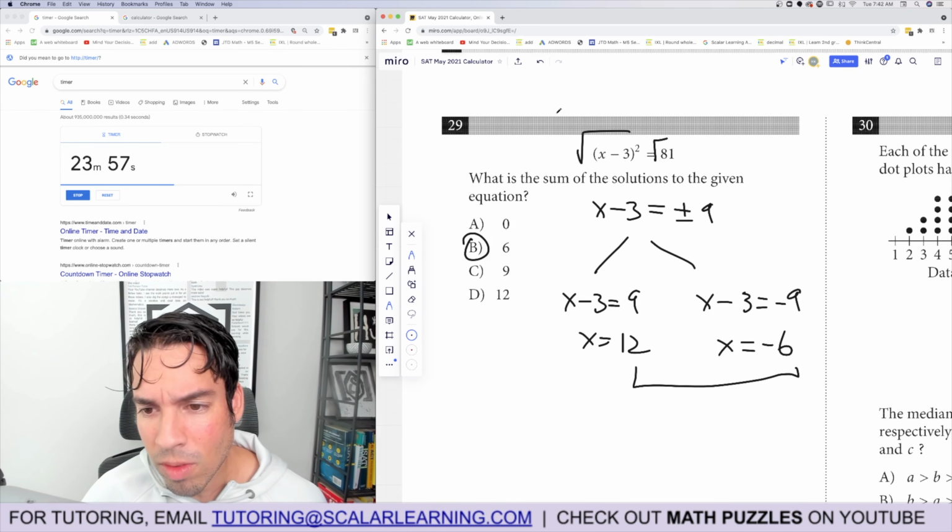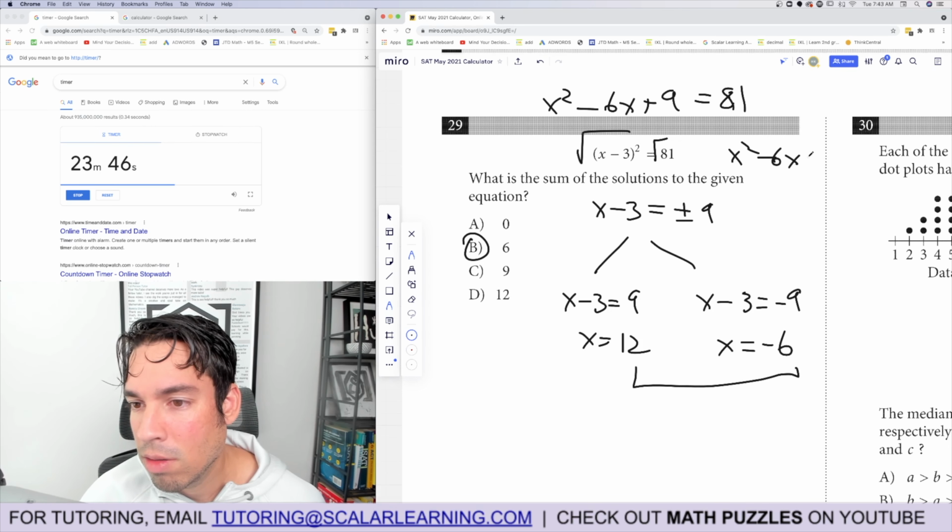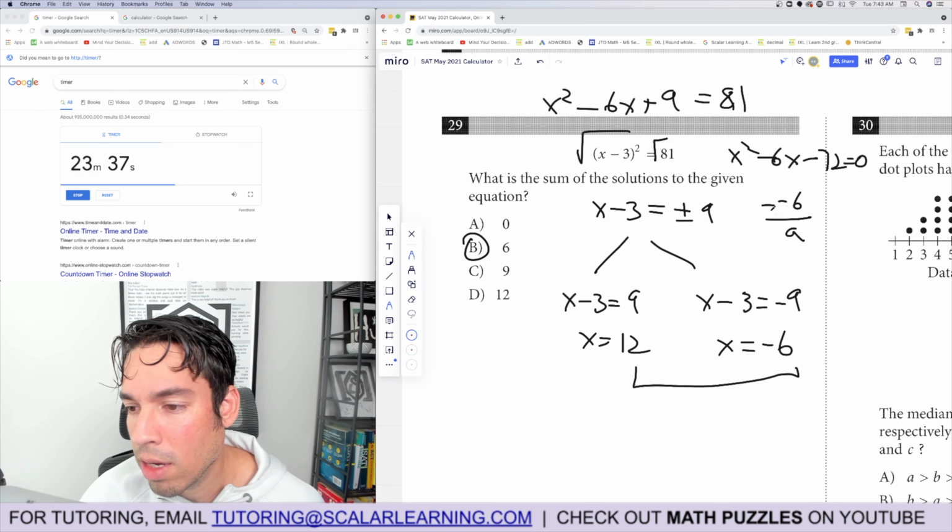Now, just for fun, x squared minus 6x plus 9 equals 81. If you want to set it equal to 0, it's x squared minus 6x minus, from 9 minus 81, that's 72, equals 0. And I said the sum is always negative b over a. Oops, a is 1 in this case, so it's 6.